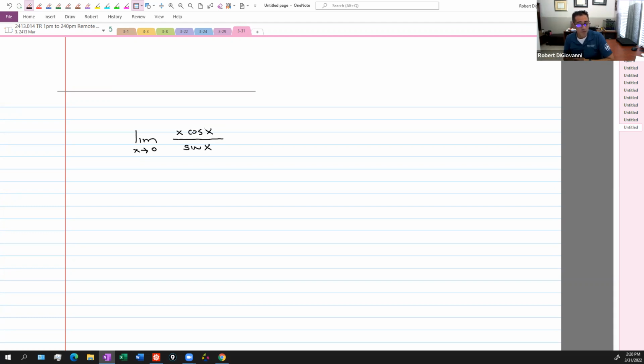All right, first thing we do is figure out what happens when you plug in 0. On the top, you get 0. On the bottom, you get 0. So L'Hopital's in play. Here it comes. L'Hopital. I have to take the derivative of the top, which is a product rule. That's going to be cosine x minus x sine x, all over the derivative of the bottom, which is cosine x.